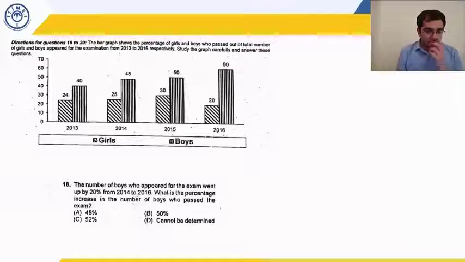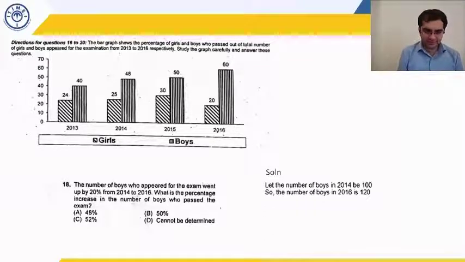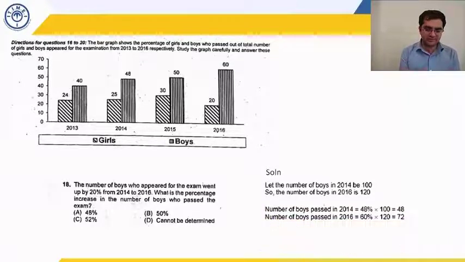Okay, let's solve. So let the number of boys in 2014 be 100. So in 2016, the boys become 120 because it's a 20% increase. Now, in 2014, the boys passed is 48% of 100, that's 48. And in 2016, it is 60% of 120, that's 72. How did I get that so quickly? I can write 60% as 50% plus 10%. 50% of 120 is 60. 10% of 120 is 12. 60 plus 12, 72.